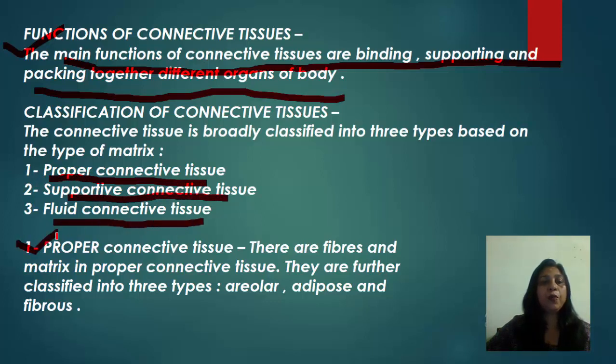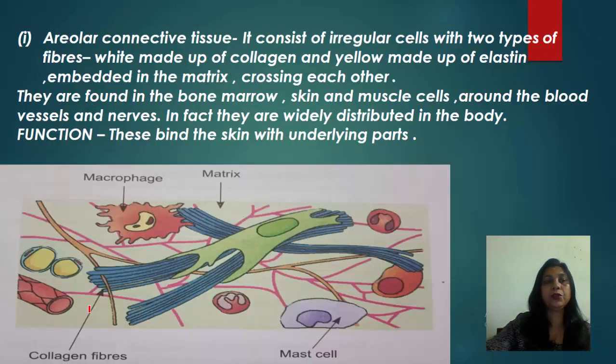So, coming to proper connective tissue. These are fibers and matrix in proper connective tissue. Means the proper connective tissue is composed of fibers and matrix. They are further classified into three: areolar, adipose and fibrous connective tissue.